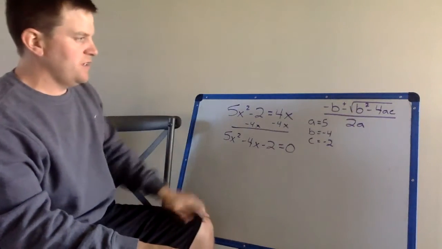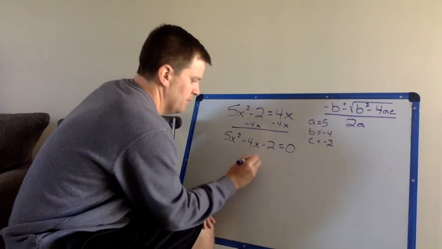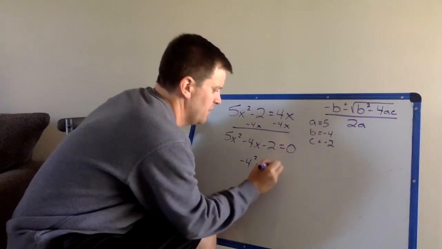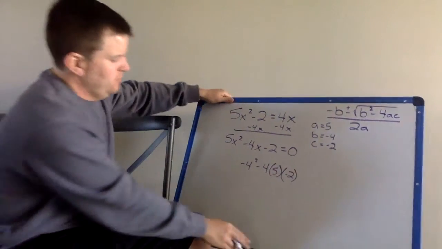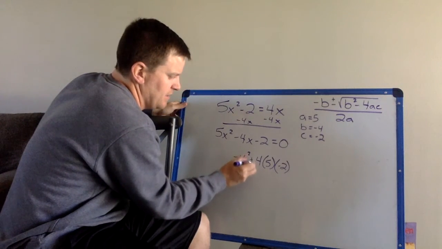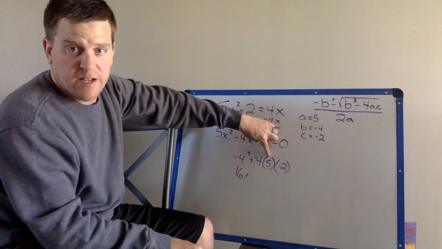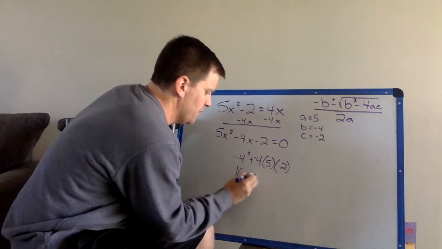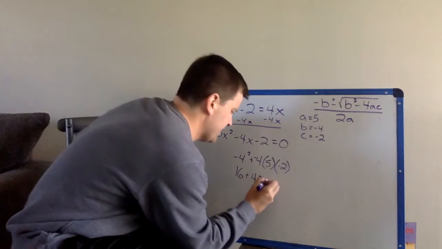B squared minus 4AC. Well, B squared, negative 4 squared, minus 4, it's always 4. A is 5. C is negative 2. Okay, oops, we square this first. Negative 4 squared is 16. And then I like to make this keep change. So it's going to be plus negative 4 times 5 is negative 20. And negative 20 times negative 2 is going to be 40. Okay, so 16 plus 40 is going to be 56.